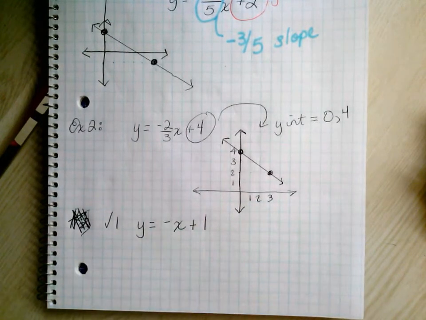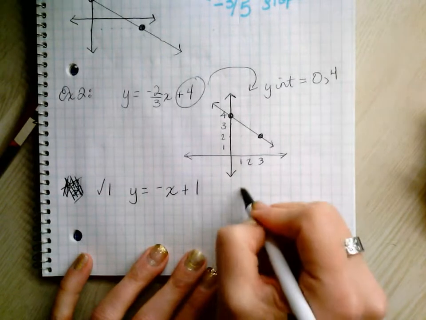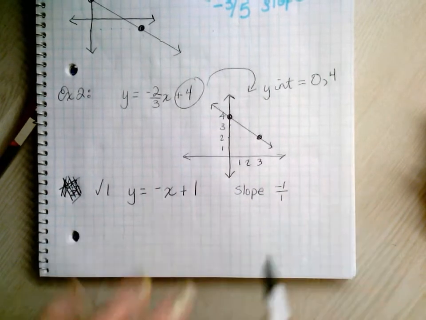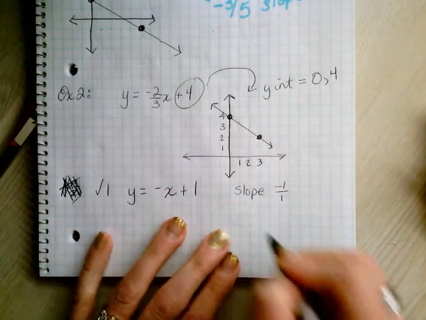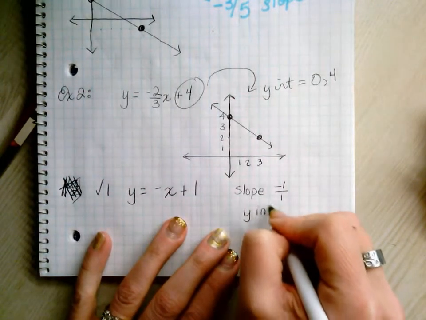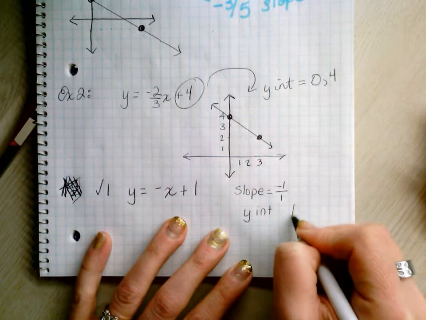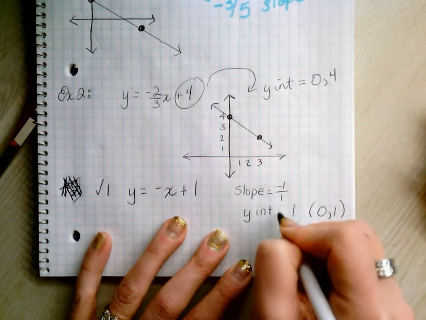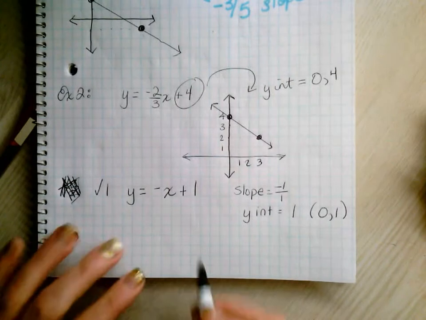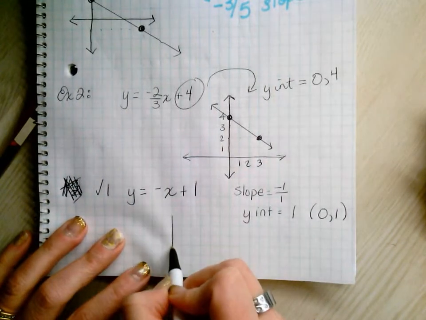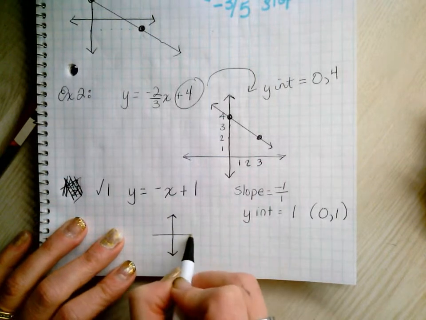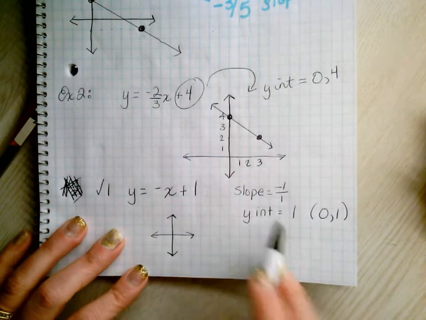Okay, slope, -1 over 1. Okay, very good. How about the y-intercept? 1. So it would be graphed at right, left 0, up 1. Okay? To graph it, make a little nice little pretty graph.